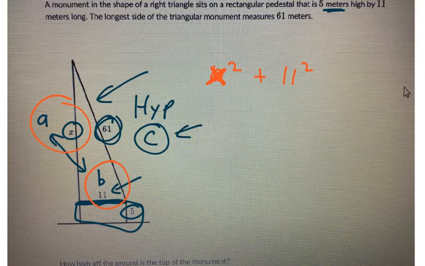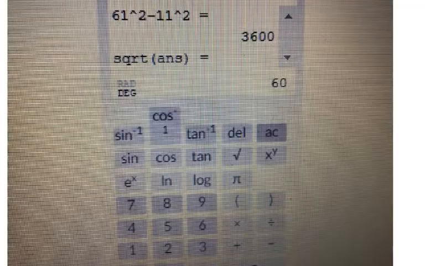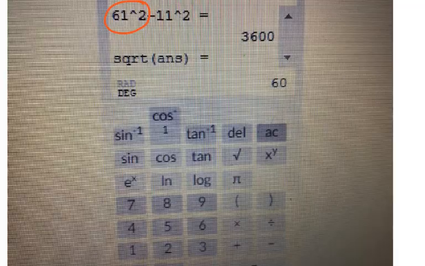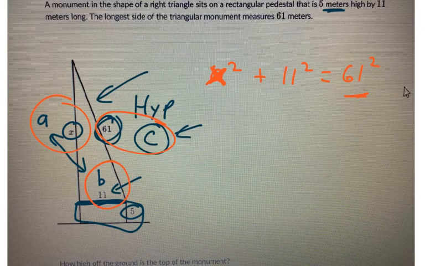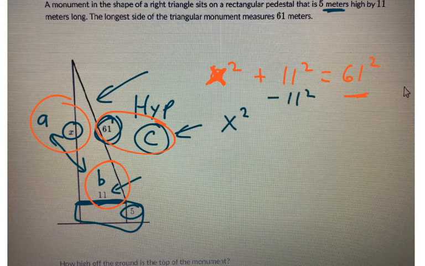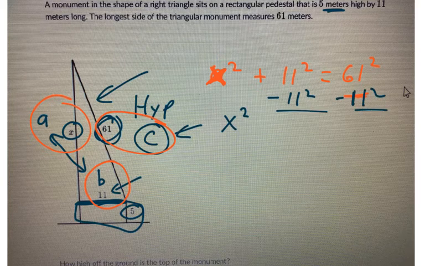That's what X is, right? It's A squared, or A. That equals C squared, C being 61. Now guys, this is a pretty big number, obviously. We need to use our calculator, right? So let's do that. I know if I take 61 squared, now actually, if you notice, what I did is something a little different here. Check this out. I know I could solve for x squared if I minus 11 squared from both sides.